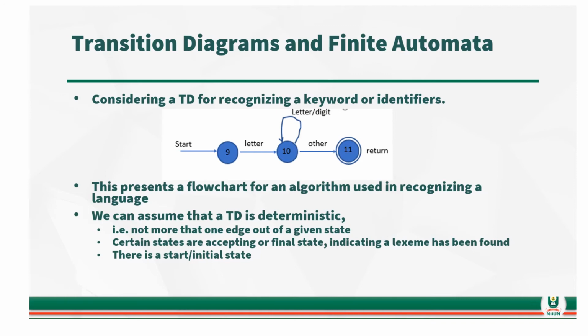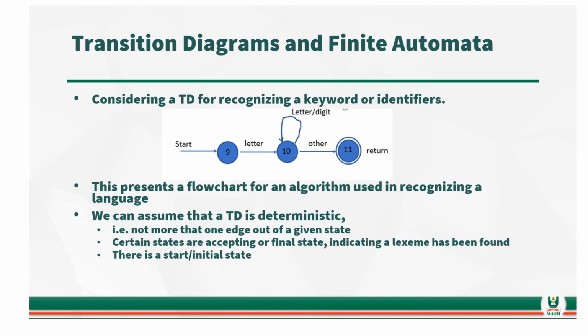Transition diagrams and finite automata. Here is a recognizer that recognizes a keyword, starting from node state 9. We see that it will recognize a letter and move to state 10, and recognize any other alphabet before it either returns a value as output or goes back to node 10 and keeps recognizing either a letter or a digit.